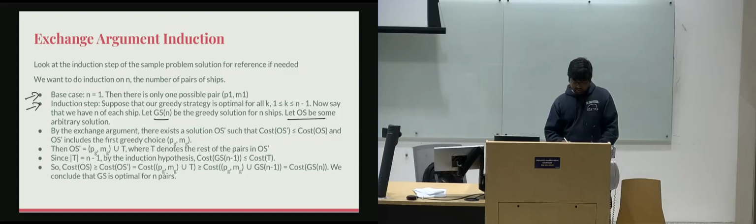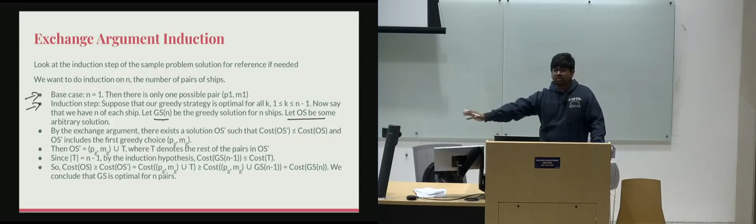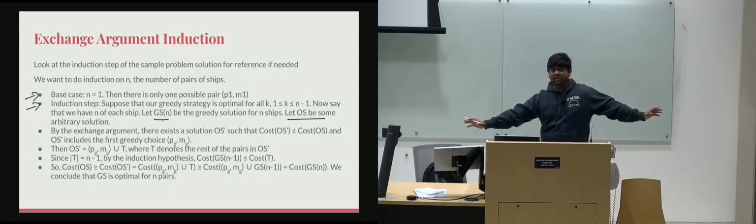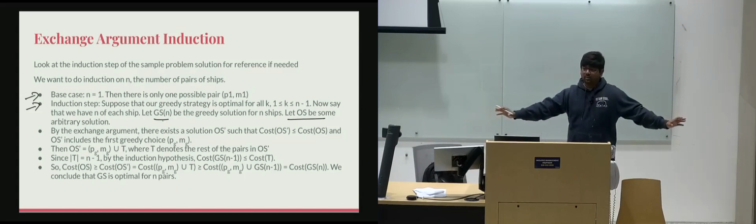Are you clear with this term? We have this GS and we have this OS. Do they make sense to you? So OS is some optimal solution that we have, and GS is the greedy solution that we will get.